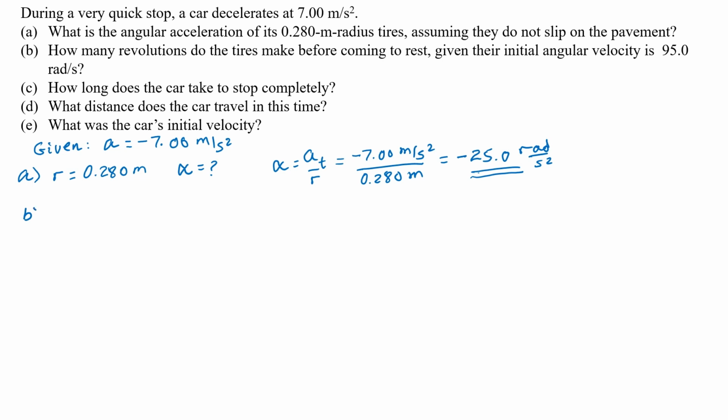B. How many revolutions do the tires make before coming to rest? Given their initial angular velocity is 95.0 radian per second. Coming to a stop means omega f is equal to 0. And we are given omega naught, which is 95.0 radian per second. And what we are asked to find is delta theta in revolutions.